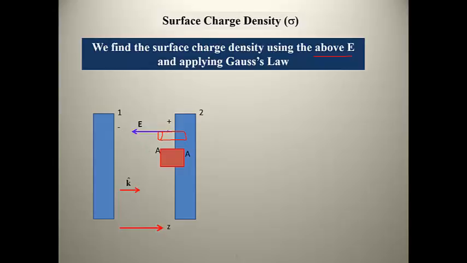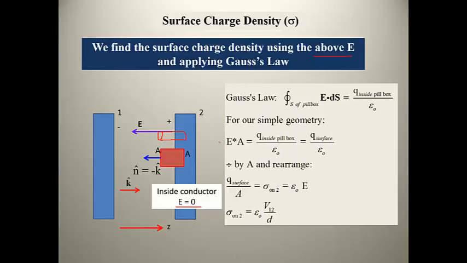The E field is in the direction from plus to minus. The normal vector to this surface is in the minus k direction. And inside the conductor we have E equals 0. So what that means then is that if we do the Gauss's law result, remember that says that the integral over the surface of the pillbox of the E field dotted into the area element dS is equal to the Q inside the pillbox divided by epsilon 0.